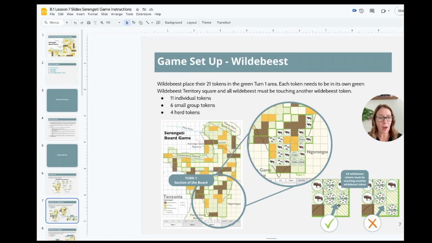Now, when they set up, all tokens must be touching one another. They cannot be diagonal spaces like this. They must be to the right or to the left or up or down. So I would use this to say, okay, wildebeest, set up your stations in round 1. Now, in the other rounds, the hyena and the lions are already going to be there. So when the wildebeest move, they're going to have the advantage of where they place their wildebeest. But in this first one, the wildebeest have the advantage of placing first.